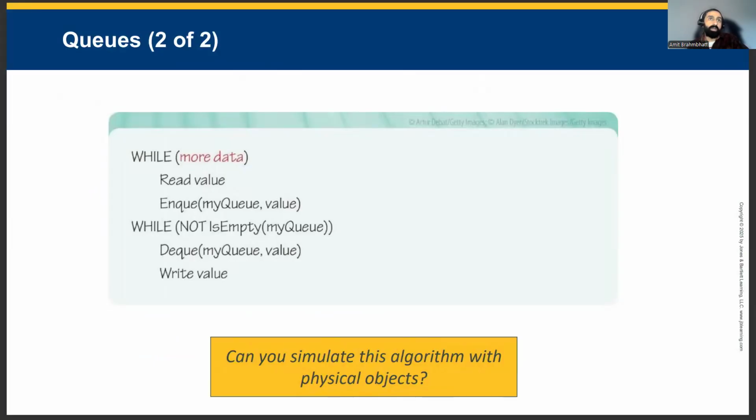Here is an illustration of a similar algorithm for queues, and like with stacks, using physical objects can help you visualize enqueuing adds items to the back while dequeuing removes from the front. And this ordering is what makes it ideal for scheduling tasks or handling events in a fair and predictable way. So in the first while loop, we see it reads a value and enqueues it to the queue. And the second while loop shows that until the queue is empty, you keep on dequeuing and writing a value.